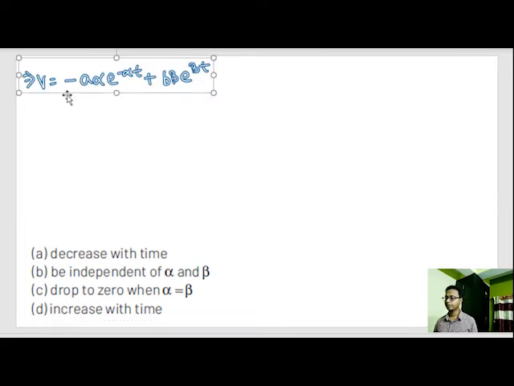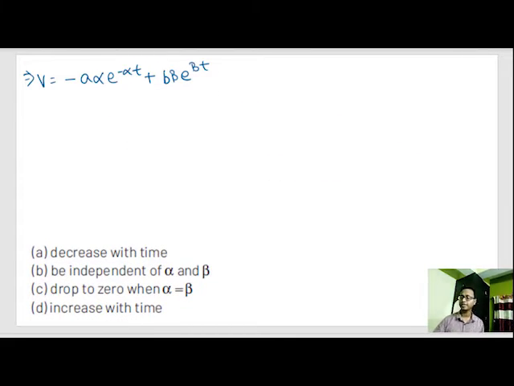This is our equation of velocity: v equals minus a alpha e to the power minus alpha t plus b beta e to the power beta t. Now let's check option A, decreases with time. At time t equals 0 seconds, velocity is equal to minus a alpha e to the power minus alpha into 0, plus b beta e to the power beta into 0.